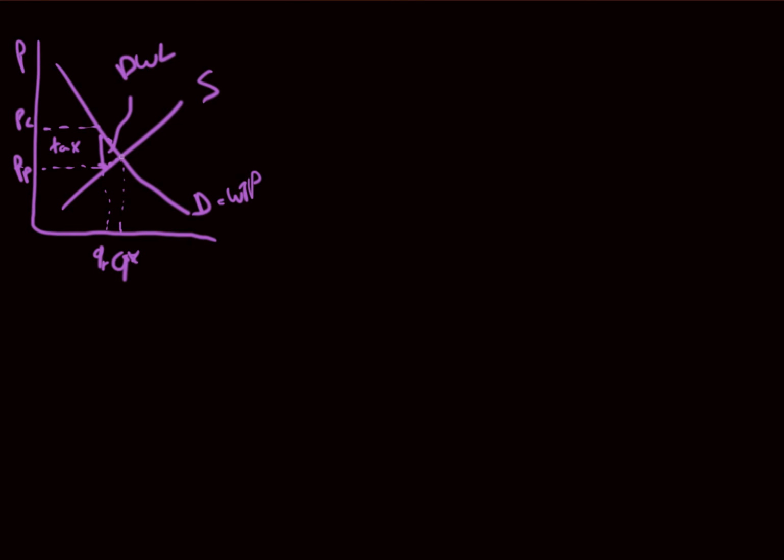Therefore, we say that the free market quantity, Q star, gives us the right amount of production and has no deadweight loss. And if we restrict output, we do create a deadweight loss. So this was the situation here with no externality.